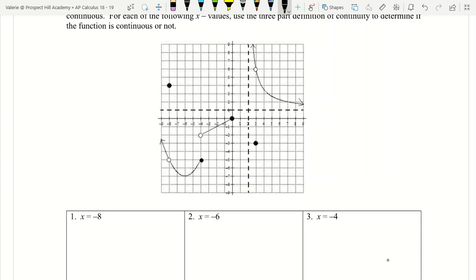The first thing we are going to check is if the value is defined at that x. So g of -8. If we go to g of -8, g of -8 is defined and its value is 4.